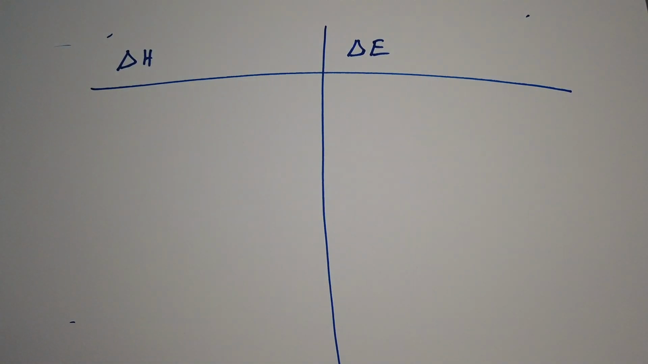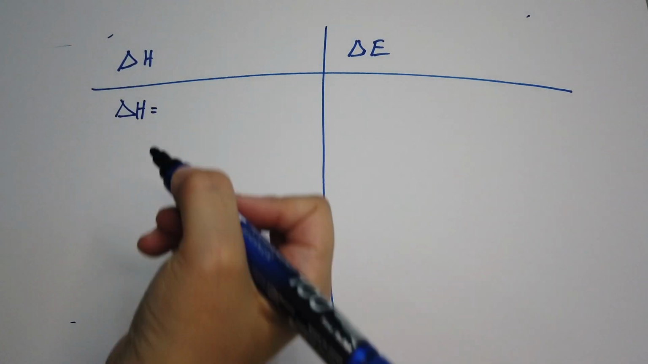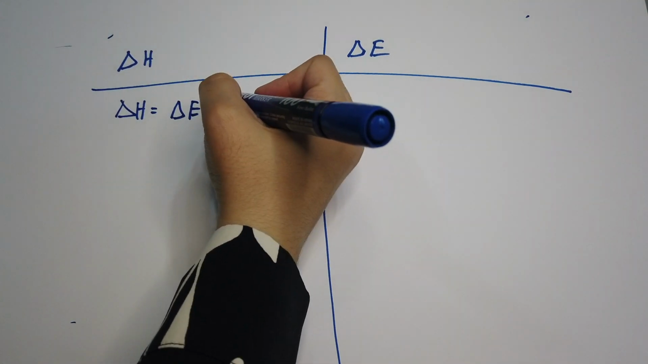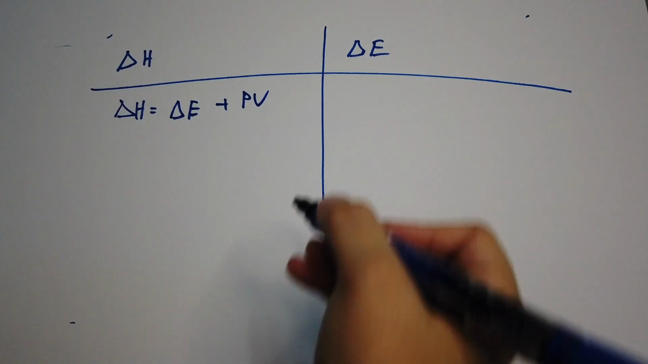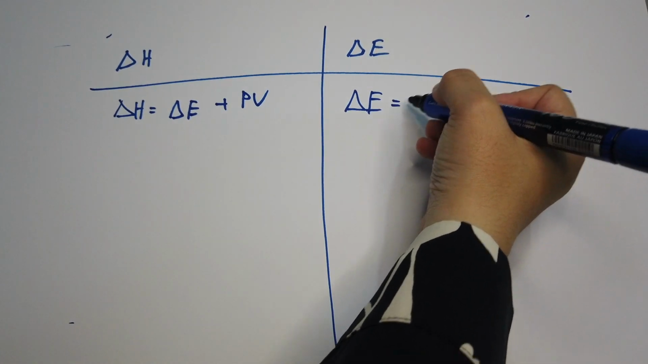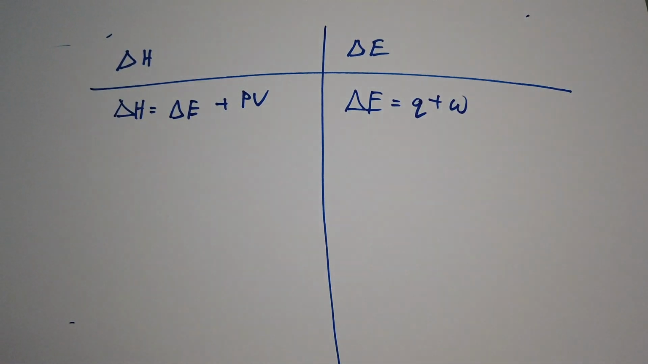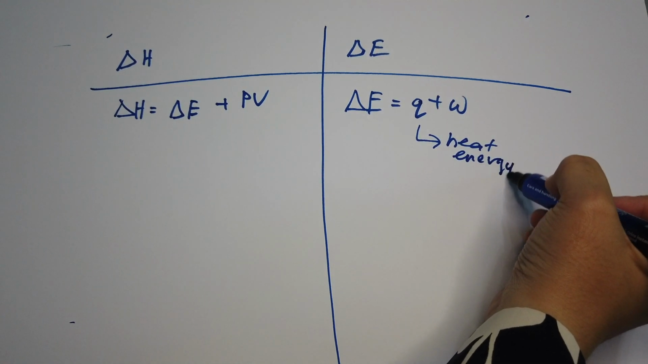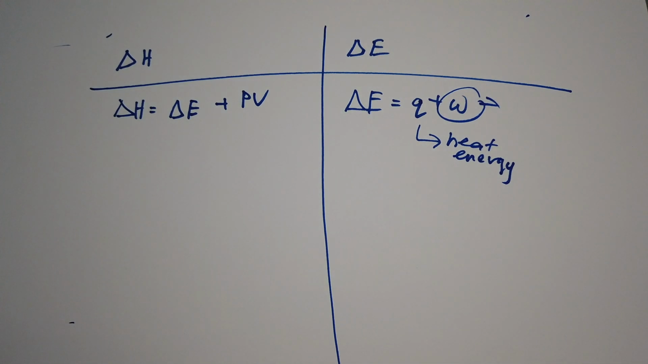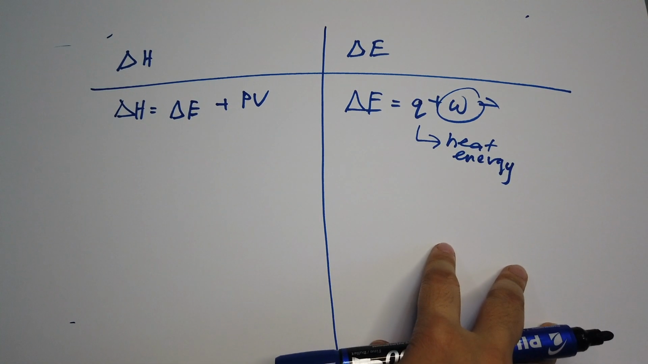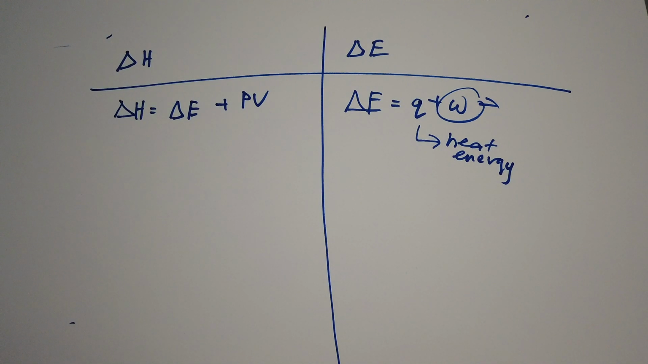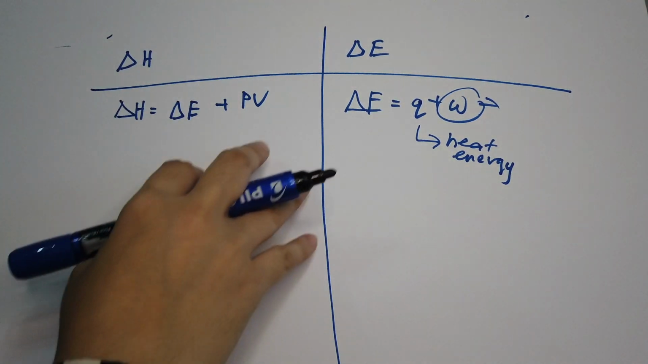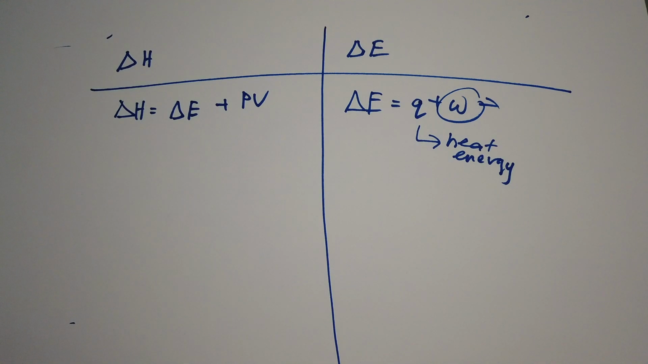Alright, so first and foremost, you need to differentiate between the formulas for these two. Delta H is equivalent to delta E plus PV, and delta E is equivalent to Q plus W. Alright, so this Q is the heat energy and the W is work. You need to know that the internal energy is the total energy of the system, which is not used in a normal experiment. In a normal experiment, we use this enthalpy change instead of delta E.